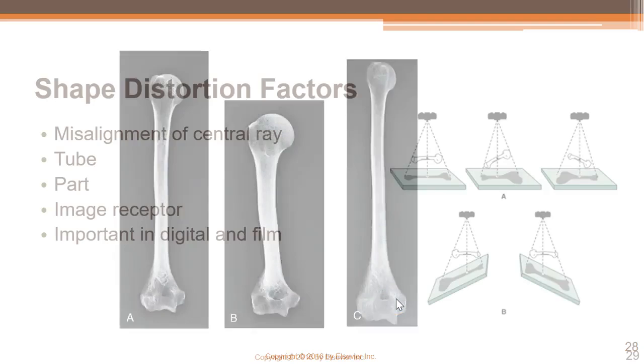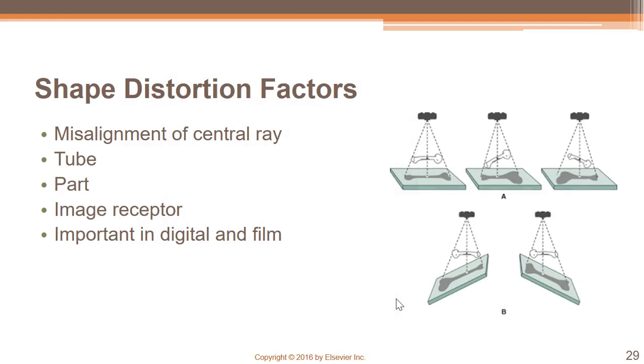How does this happen? You either have misalignment of the central ray, so this would be correct, and then this one's shortened, and then that one's elongated. And so then, well, these are both foreshortened, and these are both elongated. You can also have the tube, the part. Sometimes shape distortion is used on purpose for particular projections and positions, and you'll learn about those later. But when this happens and you did not intend for it to be, then that is just called distortion.